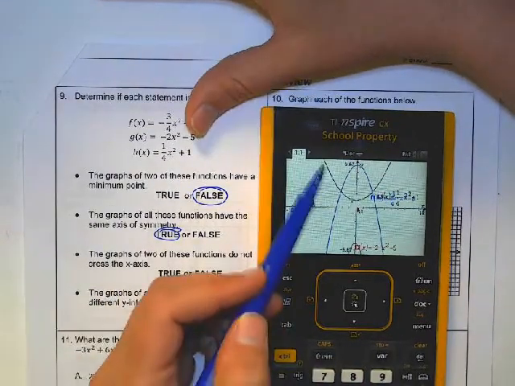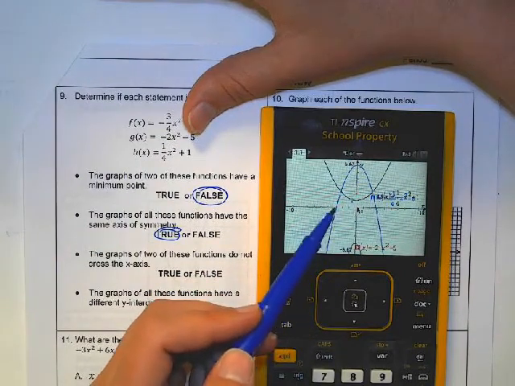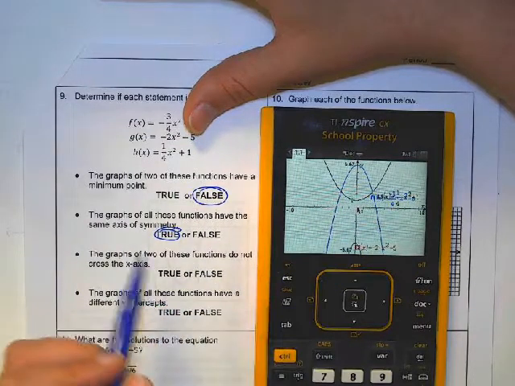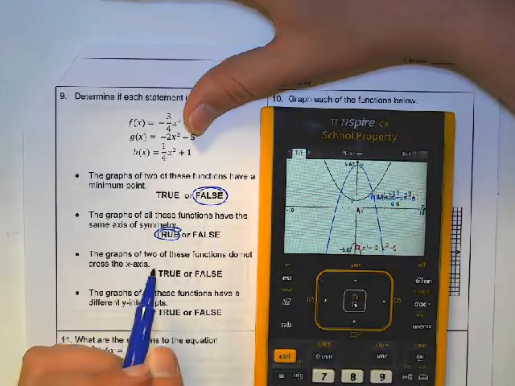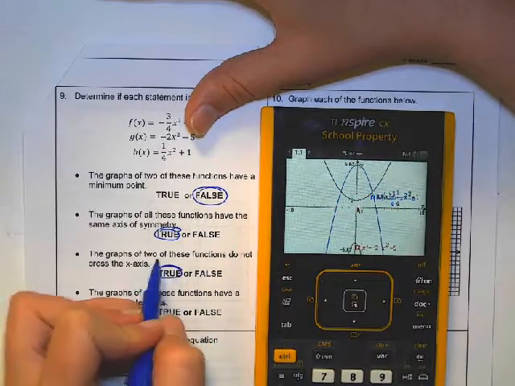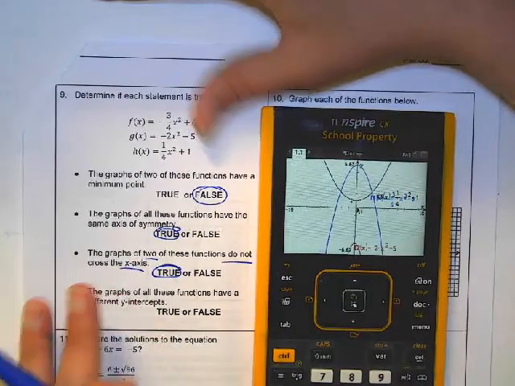The graphs of two of these functions do not cross the x-axis. So does this black line cross the x-axis? No. Does the blue line? Yes. Does the red line? No. Does not cross. So the graphs of two functions do not cross the x-axis. True or false? True. That works. Two do not cross the x-axis. Black and red do not cross the x-axis.